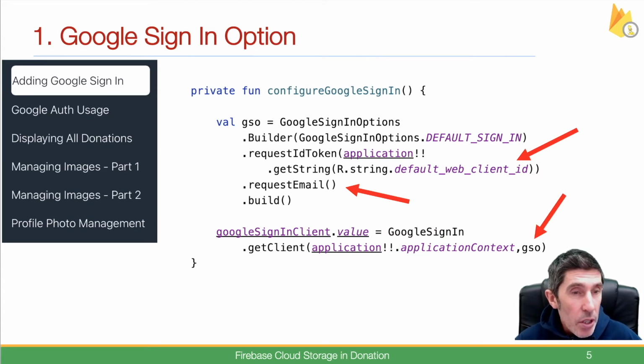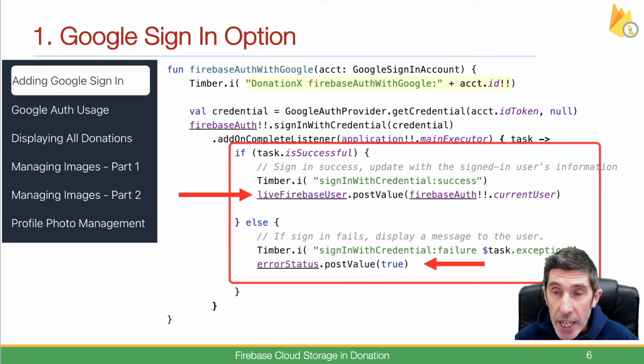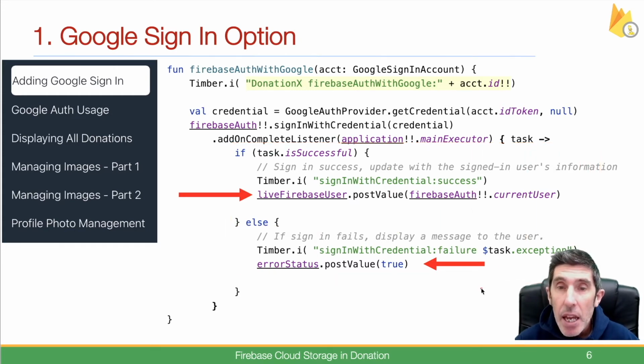So if we just continue to look at that, so that was the configuring. Okay, so now the actual Firebase auth with Google. This is our callback, so to speak. So if you see here, we have an add on complete listener tied to an if else. And again, I've taken most of this from the developer docs and tailored it to suit our MVVM implementation. So in here we have our Google sign-in account.